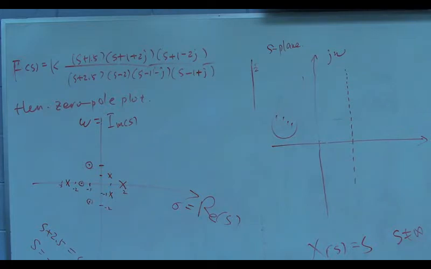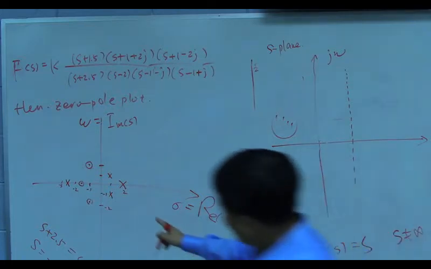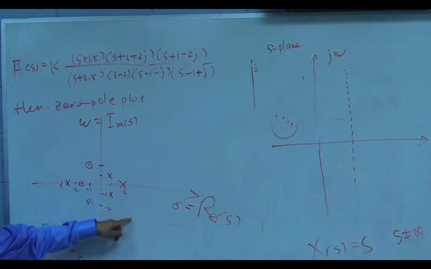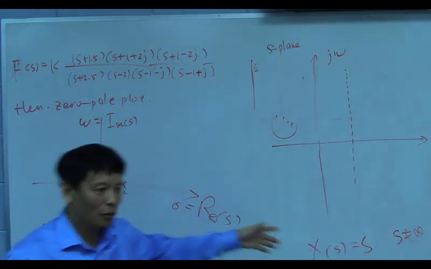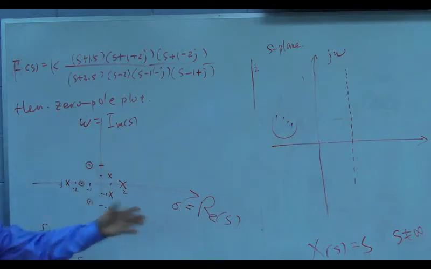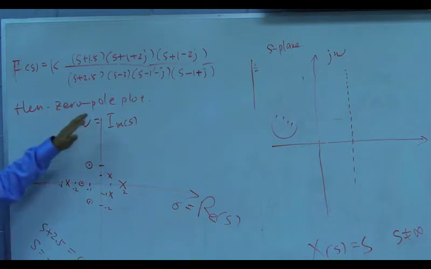Is it good here? In this one, we have a lot of zeros and we have some poles, not as simple as this one. How to determine the region of convergence for this one? Okay, the rule is the region of convergence is the half plane, on the zero and pole plot, to the right of the rightmost pole. To the right of the rightmost pole.